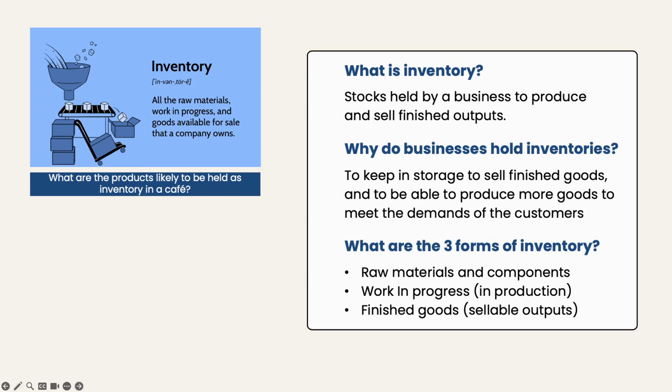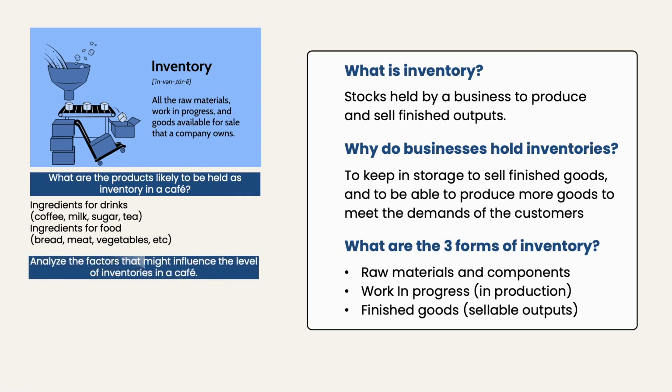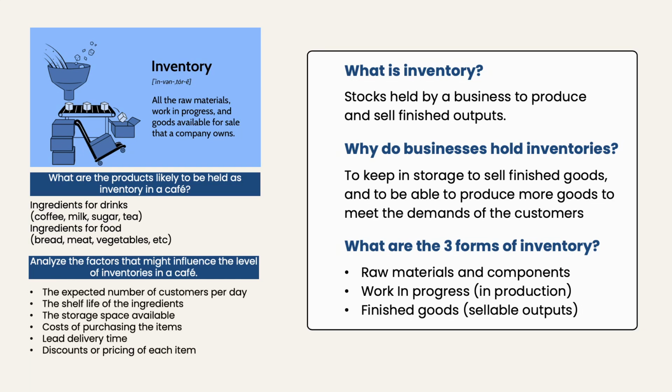What are the products likely to be held as inventory in a cafe? Right, so you have ingredients for drinks, ingredients for food: coffee, milk, sugar, bread, meat, and so forth. And analyze the factors that might influence the level of inventories in a cafe. So what would make the level of inventory higher or lower in a cafe, right?